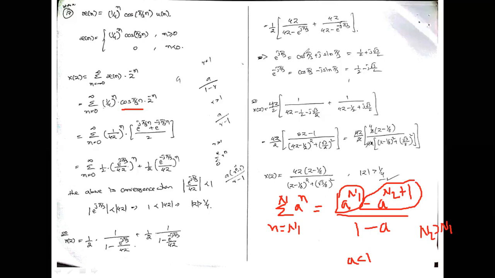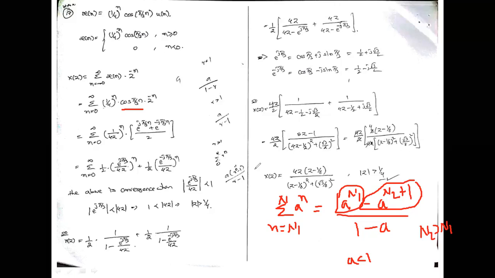e^(jx) is cos x plus j sin x. So cos(π/3) plus j sin(π/3). Cos(π/3) is 1/2, plus j root 3 by 2. Got it, my students? π/3 is 60 degrees: cos 60 is 1/2, sin 60 is root 3 by 2. And e^(-jπ/3) is 1/2 minus j root 3 by 2. Here only the minus term is different. Substitute this value: 4z minus (1/2 minus j root 3/2), and 4z minus (1/2 plus j root 3/2).